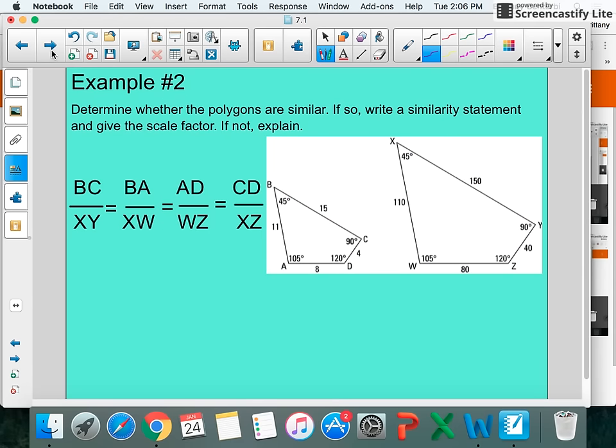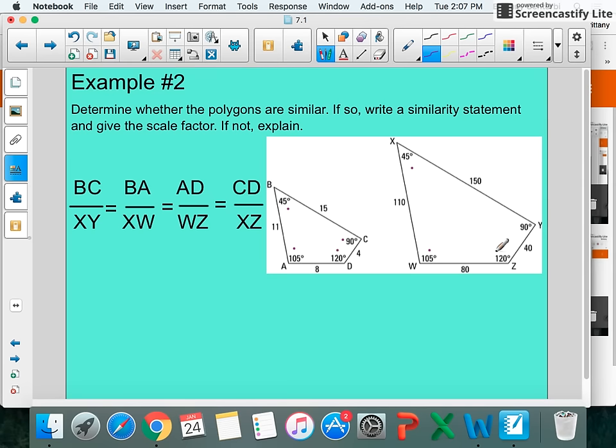So here, it asks, are the polygons similar? And if they are, give the scale factor. We know that the angles are congruent. So we have all congruent angles here, and that part's checked off. But in order for it to be a similar polygon, they have to have the same proportions. So what we're going to do is put in the numbers.